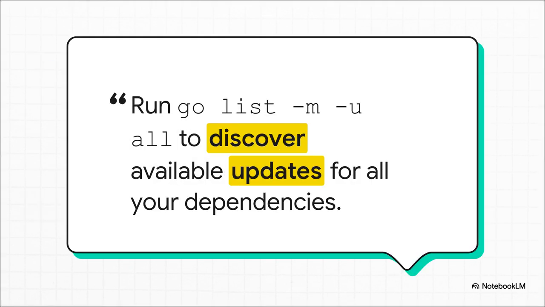But how do you even know if there are updates available? You don't have to go digging around on websites. You can just run this command right in your terminal, go list -m -u all. It'll scan everything in your go.mod file and tell you exactly which packages have newer versions ready for you. It's like your own personal update checker.